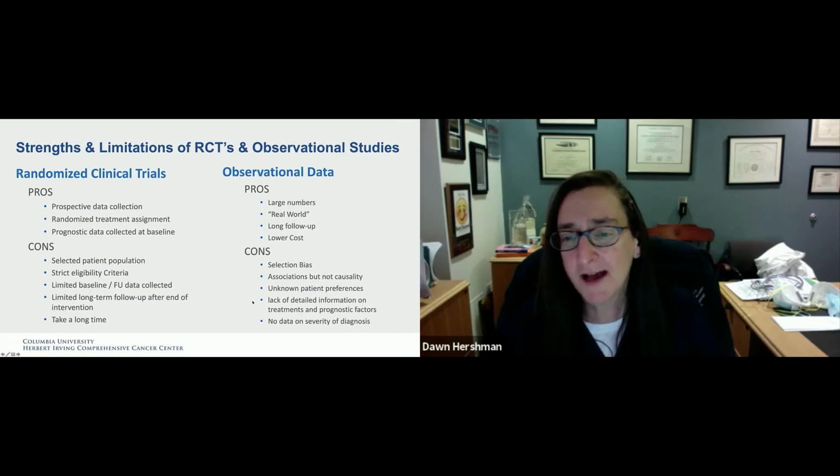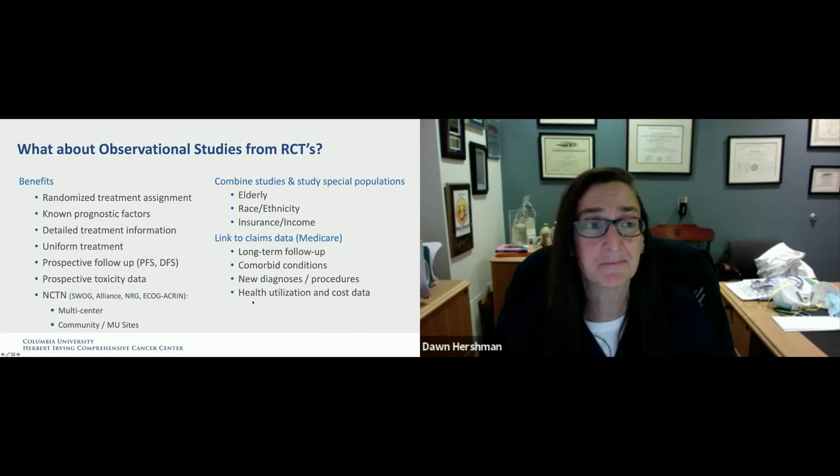Observational data has the advantage of having large numbers, real-world data collection in practices, long follow-up, and lower cost. But the problem is selection bias. The associations that are found often can't be determined to be causal. We have unknown patient preferences, lack of detailed information on many other components of their treatment and prognostic factors, and often no data on the severity of any of the diagnoses that are obtained.